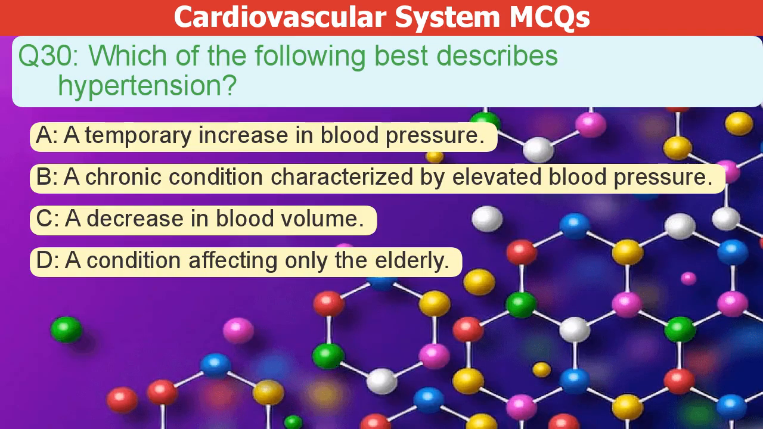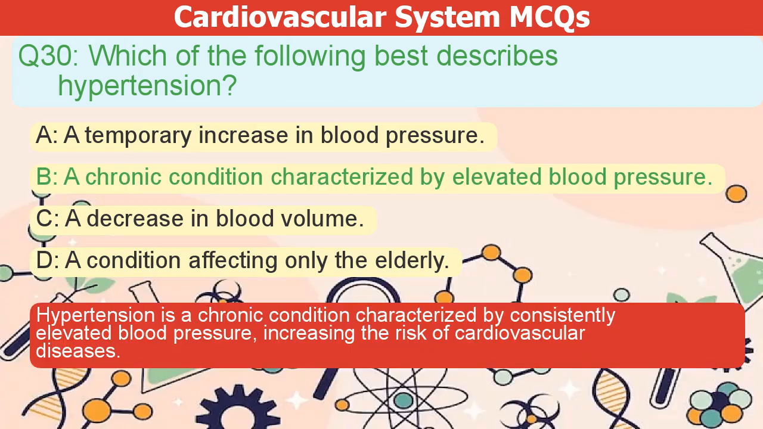Which of the following best describes hypertension? A. A temporary increase in blood pressure. B. A chronic condition characterized by elevated blood pressure. C. A decrease in blood volume. D. A condition affecting only the elderly. The correct answer is B. Hypertension is a chronic condition characterized by consistently elevated blood pressure, increasing the risk of cardiovascular diseases.